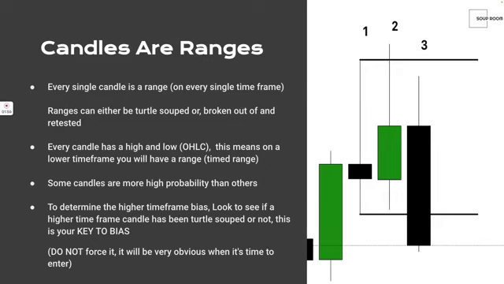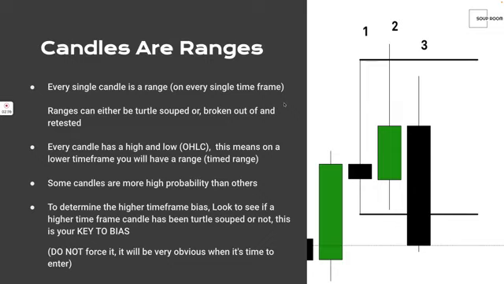How do we know this? Specific times. To determine the higher time frame bias, look to see if a higher time frame candle has been turtle souped or not. This is the key to bias, no matter the time frame. That last part was very important. Do not force it. It will be very obvious when it is time to enter a trade.